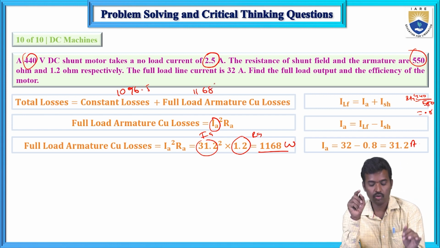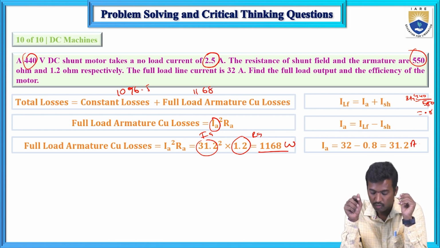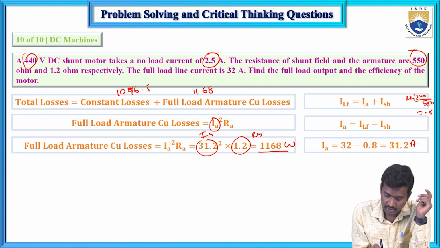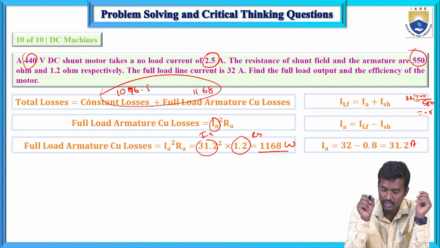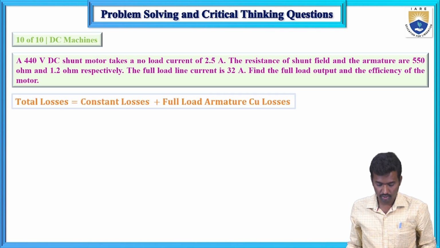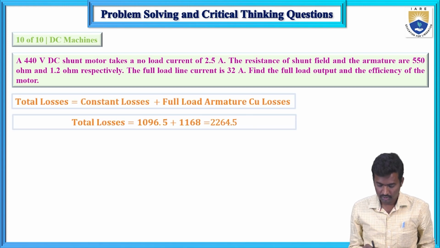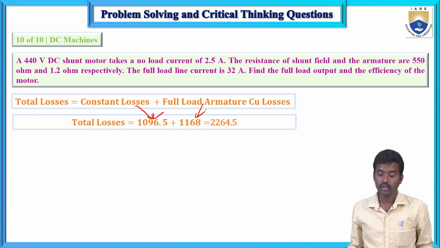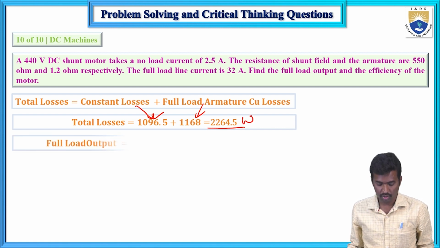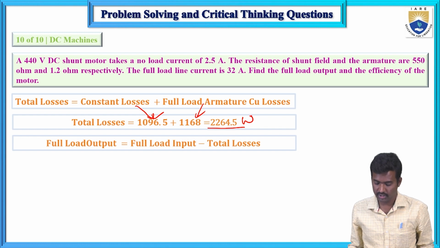1168 watts. Now we have constant losses and full load armature copper losses. If you add these two losses, you will get total losses. These are constant losses and these are armature copper losses. Total losses equals 2264.5 watts total losses. Now efficiency: output equals input minus losses.